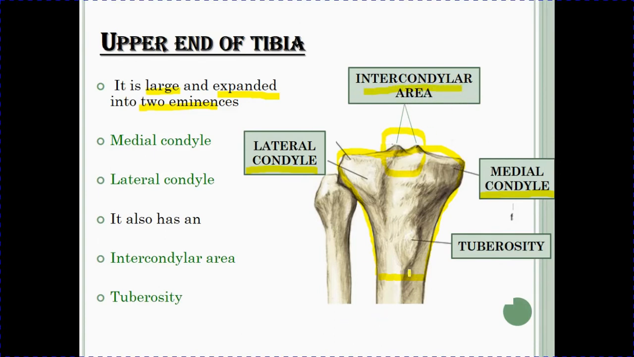It also has a bump and elevation which is called the tuberosity. You can see this is the tibial tuberosity. So there are four important characteristic features present in the upper end: the medial condyle, the lateral condyle, intercondylar area, and a tibial tuberosity.